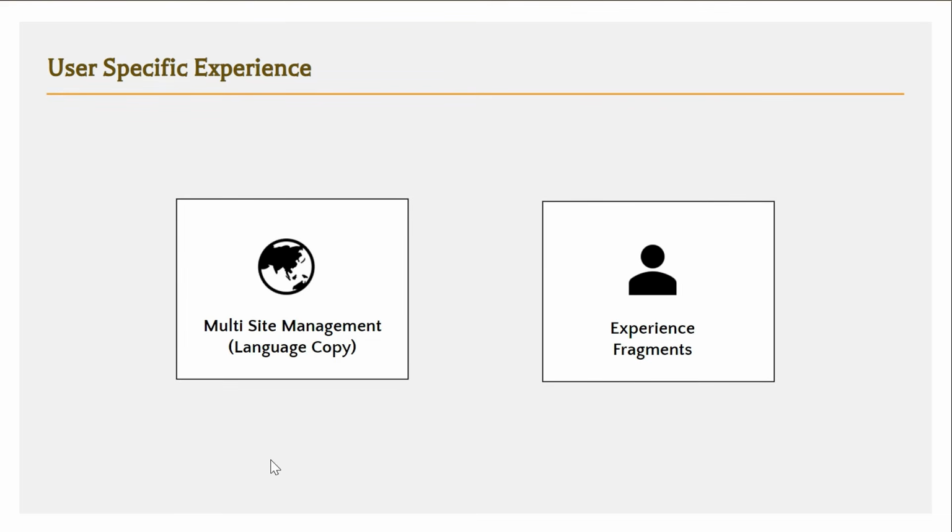Then the other kind of experience we are talking about is the user specific experience. Let us suppose a particular user wants to read particular content in his own language. Let us suppose in German or French, right? So how do they do it? Using AEM multi-site management functionality, we are also able to create language copies. So let us suppose we have a page like the About Us page, and we can choose that the English version of that About Us page would be the master, and from that master we'll be able to create multiple language copies also.